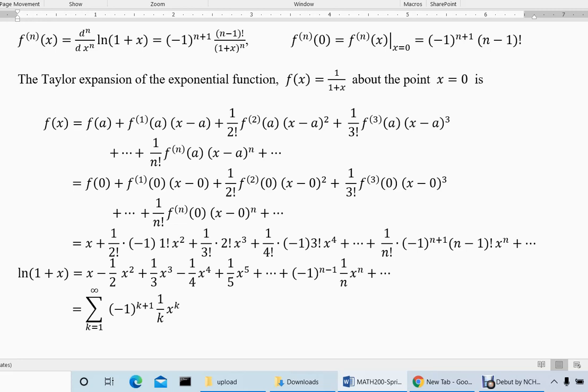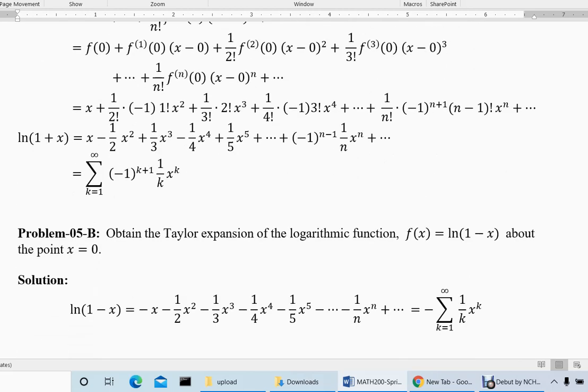So we will get x plus 1 by 2 factorial into minus 1 into 1 factorial. Next term will be 1 over 3 factorial into 2 factorial into x cube. Now we will be using the factorial properties given on page 1. So this 2 factorial will cancel with 3 factorial and you will be left with 1 by 3. Next time you will have 1 by 4 and initially you had 1 by 2. So ln 1 plus x equal to x minus half x square plus 1 by 3 x cube minus 1 by 4 x power 4. And it goes on like that.